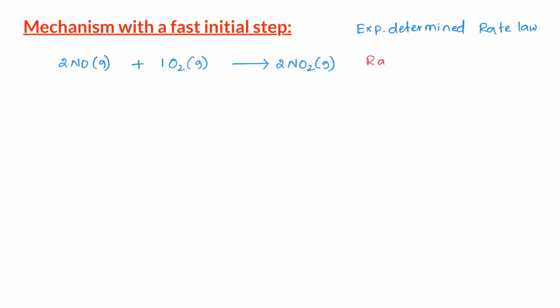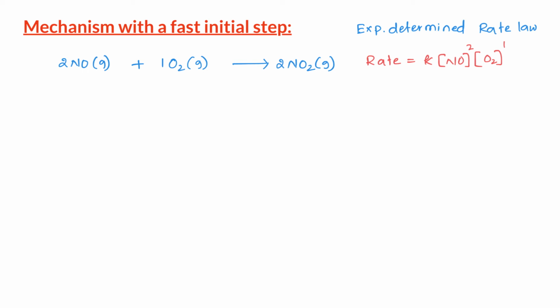Let us now look at an example of a mechanism with a fast initial step and slow second step. The overall reaction is 2 NO gas reacts with 1 O2 gas to form 2 NO2 gas. The experimentally determined rate law for this reaction is rate is equal to K times concentration of nitric oxide to the power 2 and oxygen gas concentration to the power 1. That is, the reaction is second order with respect to NO and first order with respect to oxygen gas.